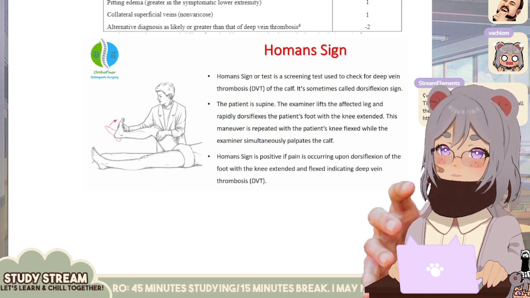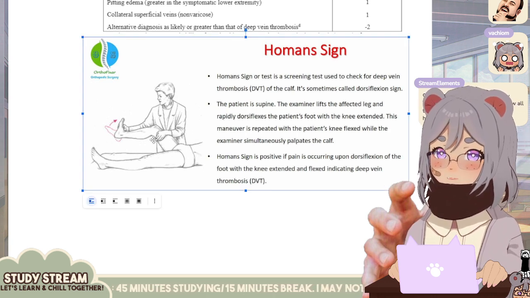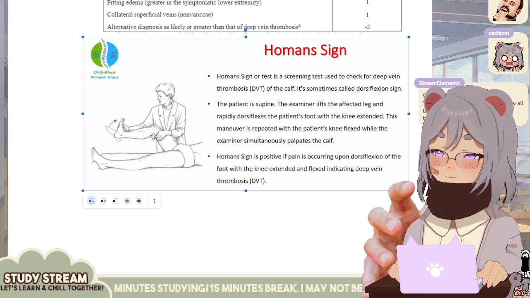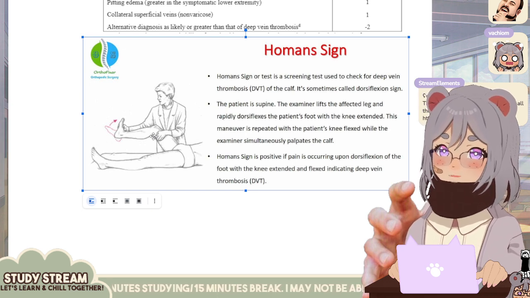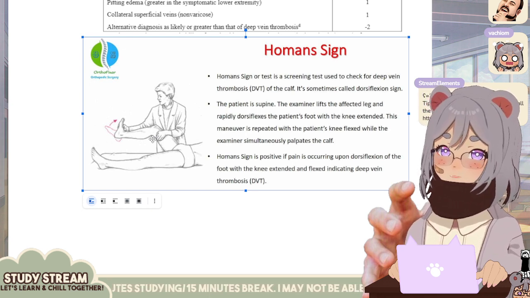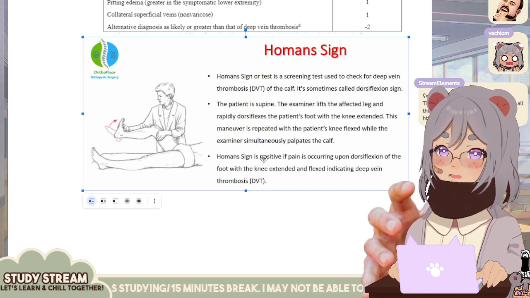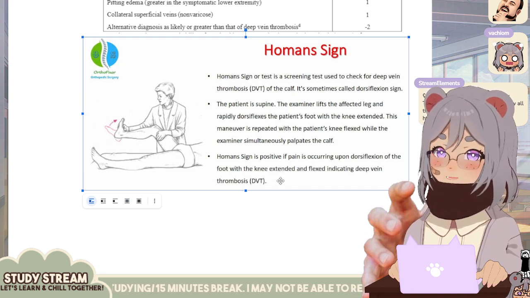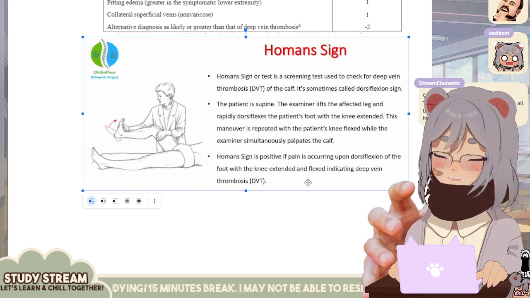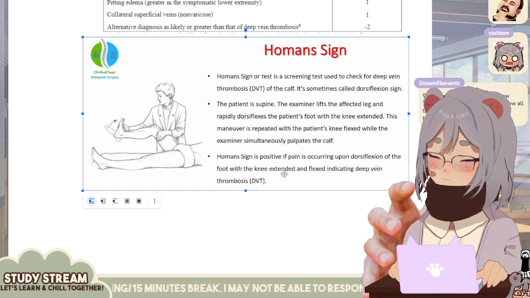So a really important way to test to see if a patient has DVT is that the patient is going to be supine and the examiner is going to lift the affected leg and rapidly dorsiflex. Dorsiflex means bringing your toes up to your nose. The maneuver is repeated with the patient's knee flexed while the examiner simultaneously palpates the calf. Holman's sign is positive if pain occurs with dorsiflexion of the foot with the knee extended and flexed, indicating DVT. So basically, congratulations, you may have this. Maybe you should go see a doctor.